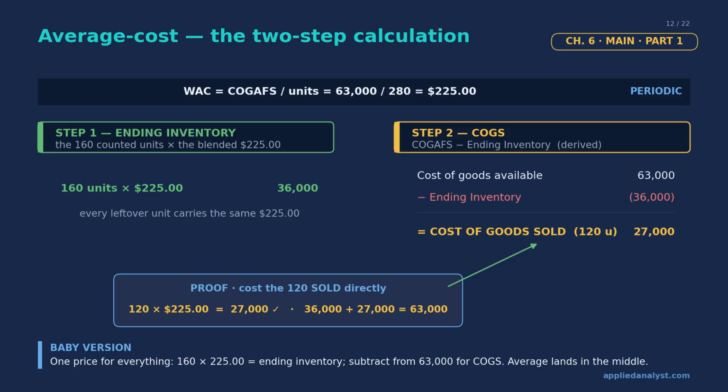Notice where average always lands, never highest, never lowest, parked between FIFO and LIFO by design. Cost of goods sold to the income statement, ending inventory to the balance sheet. And that's the family complete. 3 stories, all from one bucket.